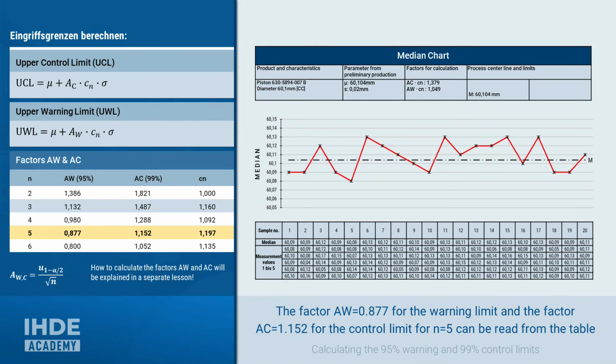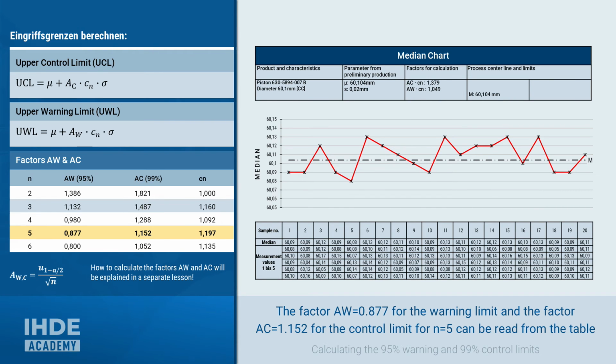The table on the left shows some example values for different sample sizes and the non-interference probabilities of 95 and 99%. The factors AC, AW and CN depend on the sample size. AC and AW also depend on the non-interference probabilities. How to calculate these factors yourself will be explained in a separate lesson.